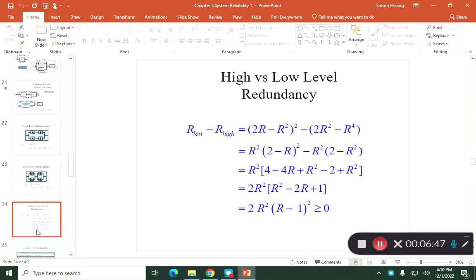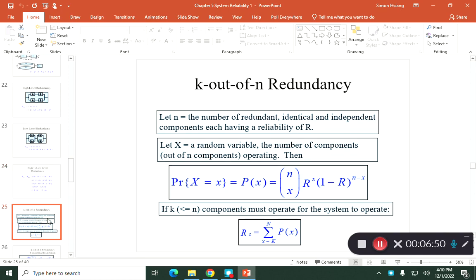And here's the reason, okay? And there's a so-called K out of N redundancy system. Again, the K out of N is almost like what I said.